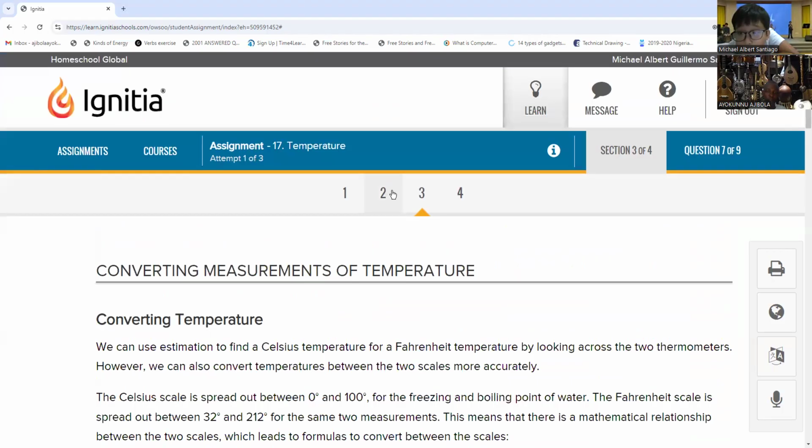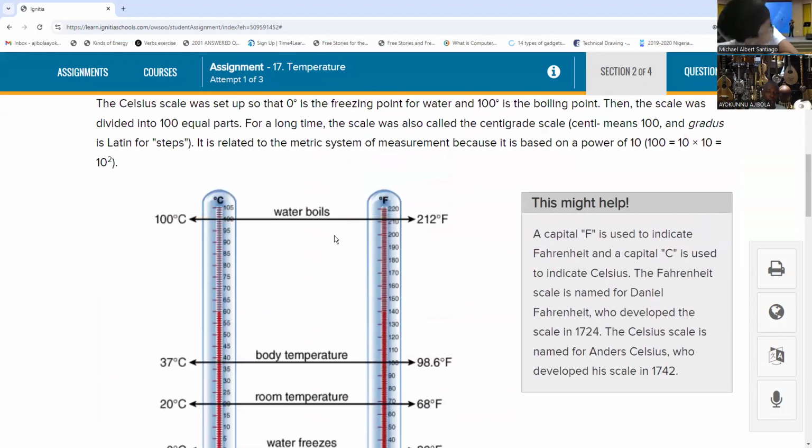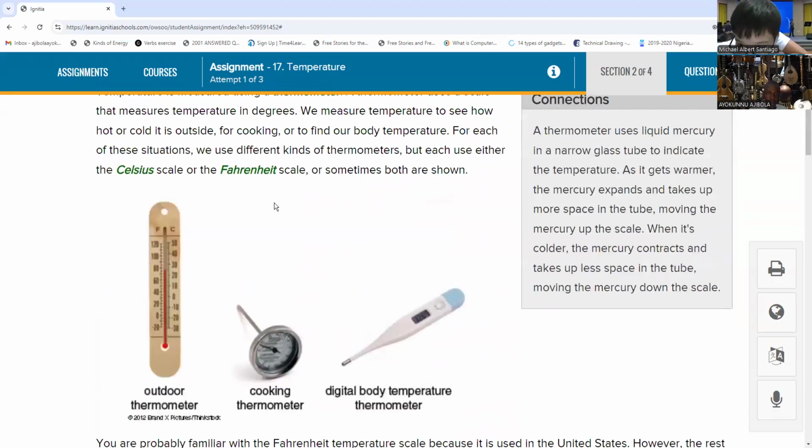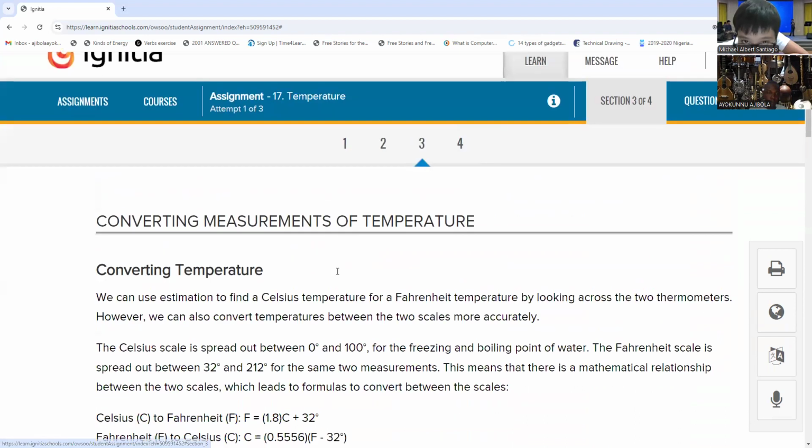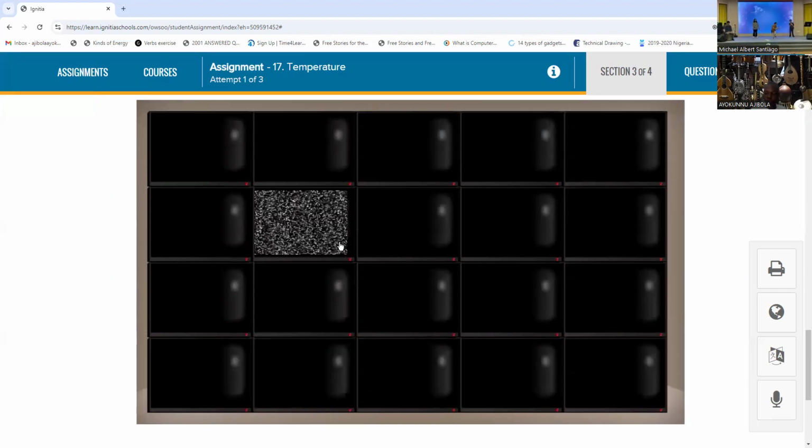Okay. Let's go back to this previous page to confirm. 212 is 100, right? Is that clear? Yes. So now let's go back to 212, meaning 100 degrees C. If you multiply, you get your 100 after subtracting 32 from it.